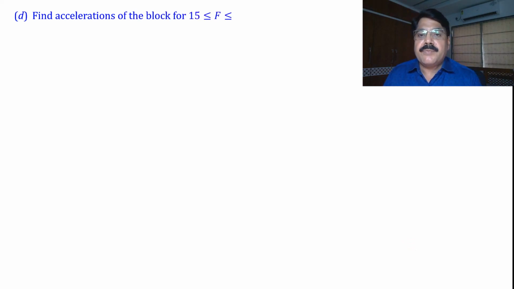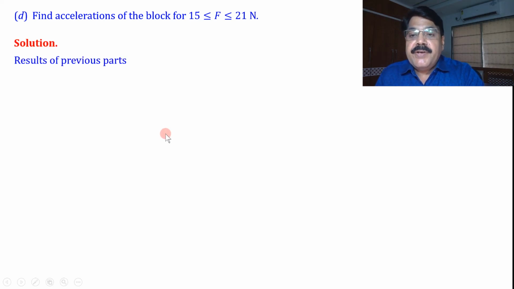Obviously the D part is: when the applied force is between 15 and 20 Newton, what are the accelerations? Even if this part were asked individually, you would see that you have to do parts A and B. Using the results of parts A and B, we know that for this range of force, sliding between A and B has not been initiated, but sliding between B and C has been initiated. So let us see how we can proceed further.